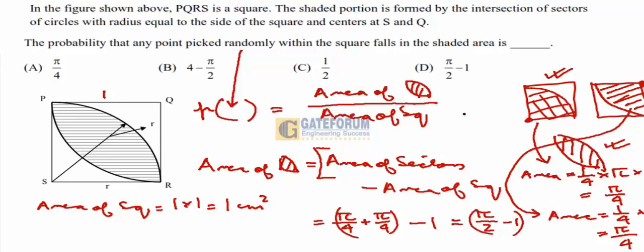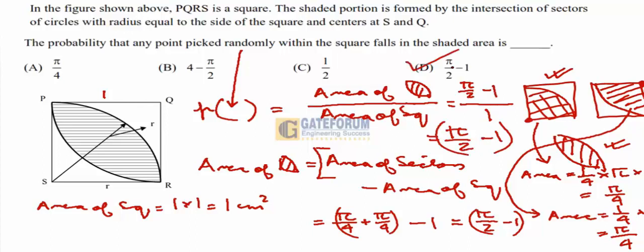So then what is the probability? This would be pi by 2 minus 1 divided by the area of the square, which is 1 square centimeter. So the result is pi by 2 minus 1. This is our answer. Let's go to the next one. I hope this is conquered.